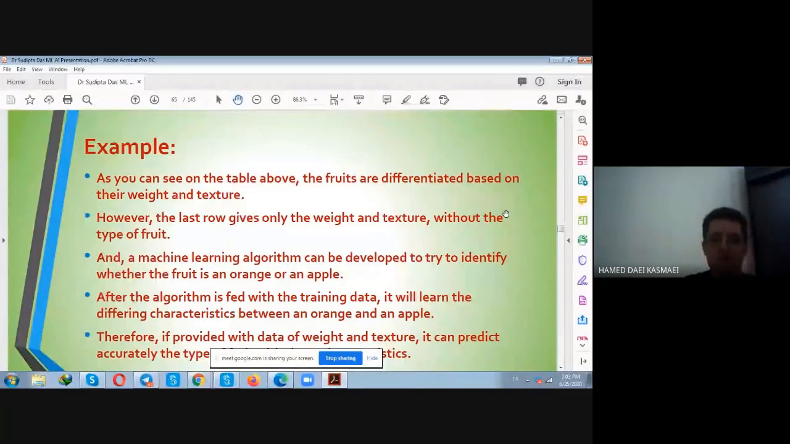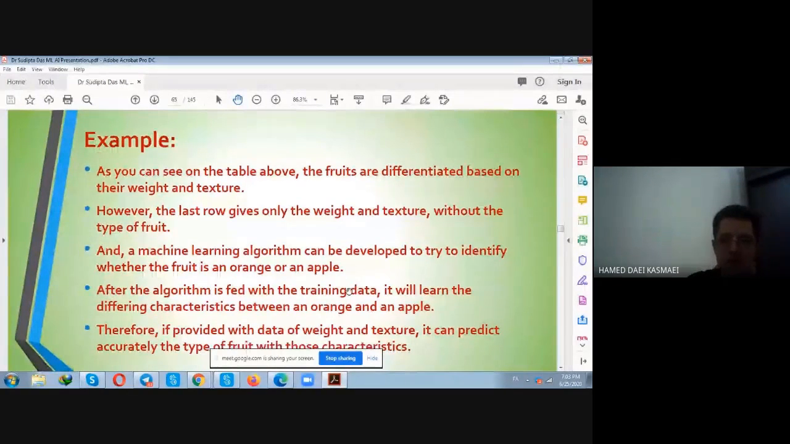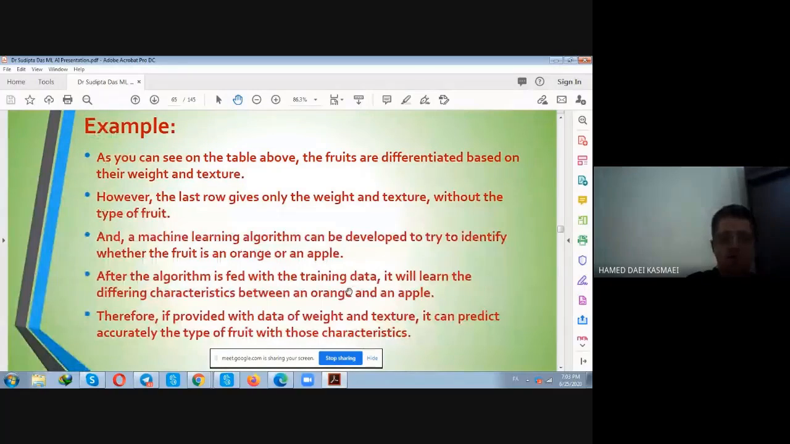After the algorithm is fed with the training data, it will learn the different characteristics between an orange and an apple. So it will tell you whether it is an orange or an apple. Therefore, if provided the data of weight and texture, it can accurately predict the type of fruit with those characteristics.